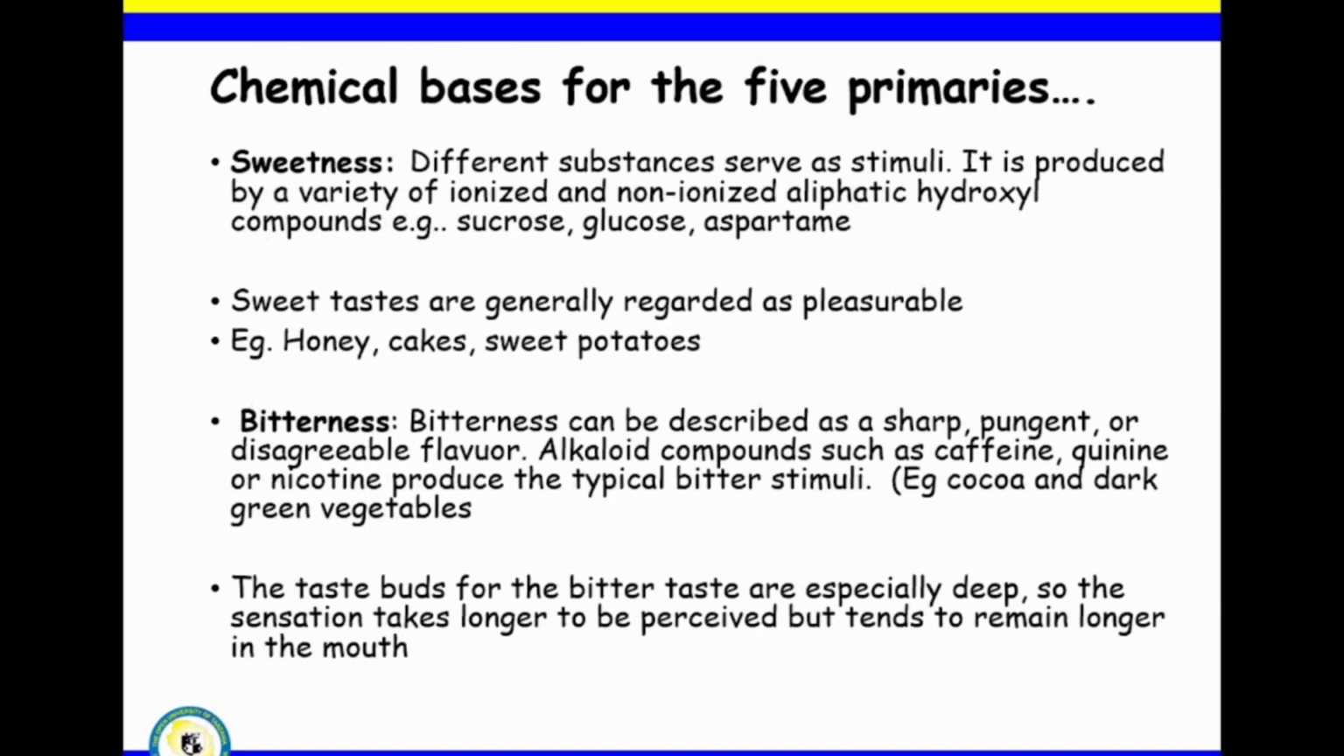Another chemical is sweetness. Different substances serve as stimuli. It's produced by a variety of ionized and non-ionized aliphatic hydroxyl compounds, for example, sucrose, glucose, and aspartame.